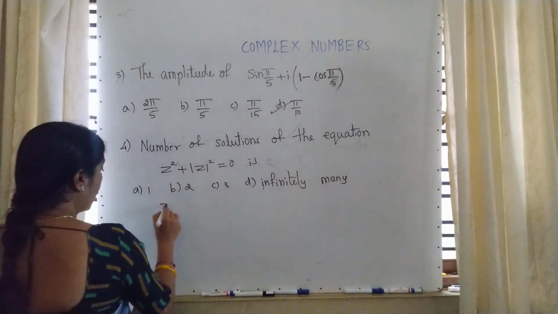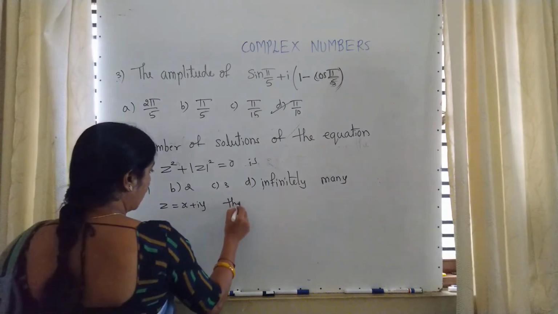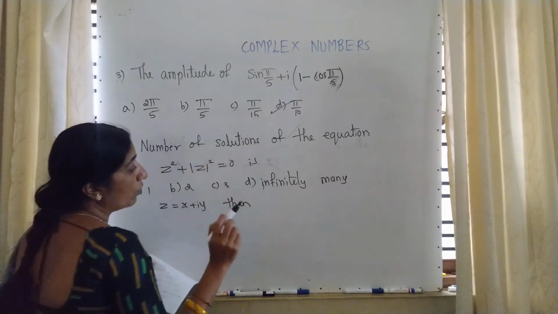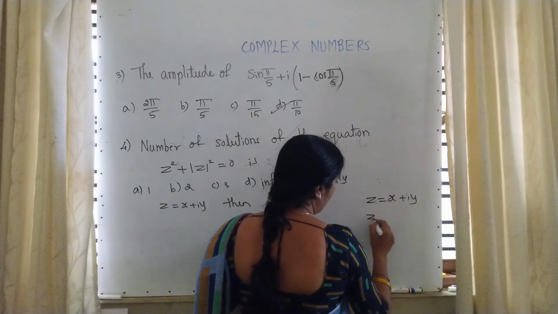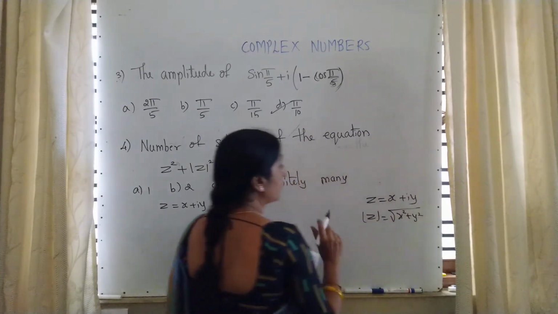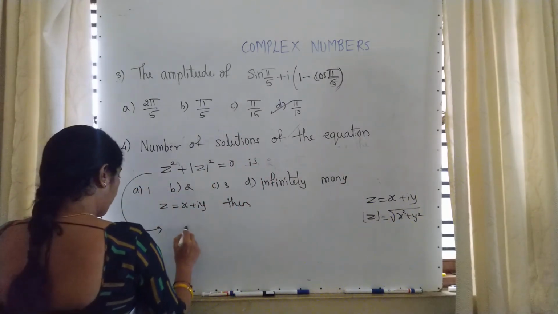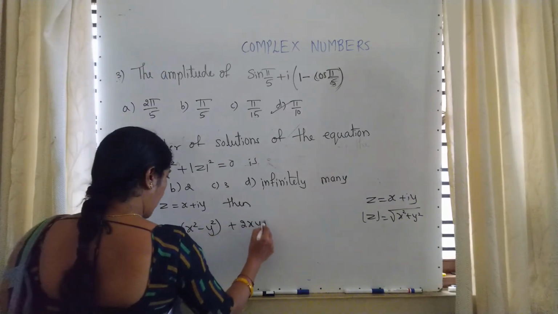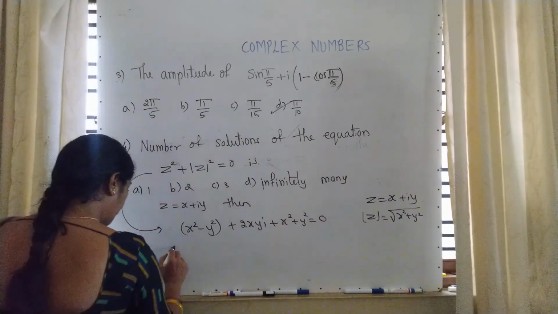See, if you are taking z as x plus iy, I will explain the concept, remember that. Then z square means (x plus iy) whole square, mod z is root of x square plus y square. So you are familiar with this. Mod z square means only x square plus y square comes, and this will be written as x square minus y square plus 2xyi plus x square plus y square is equal to 0.